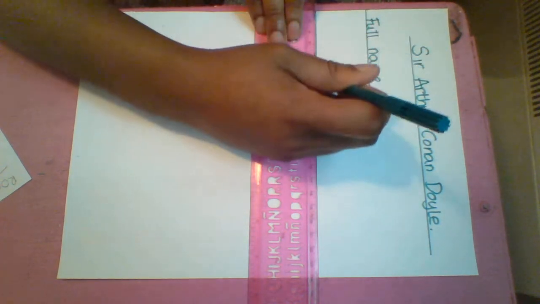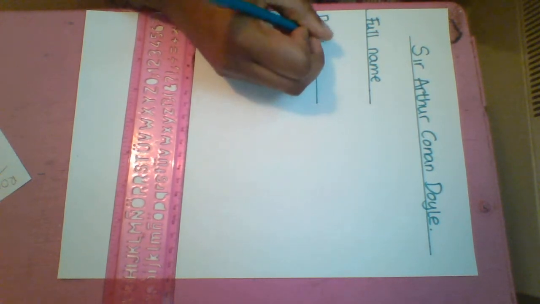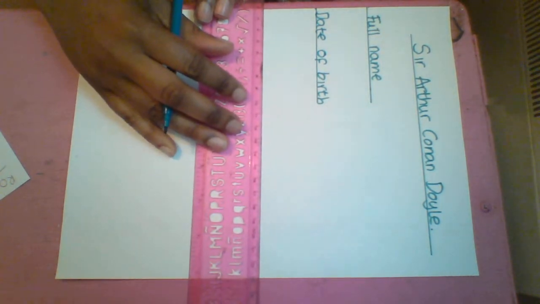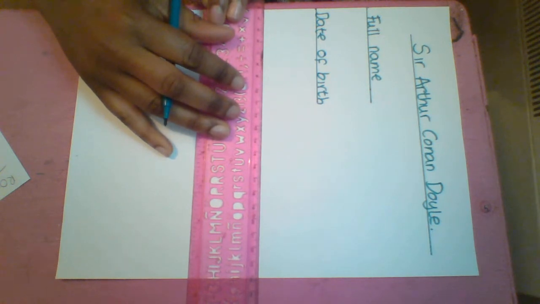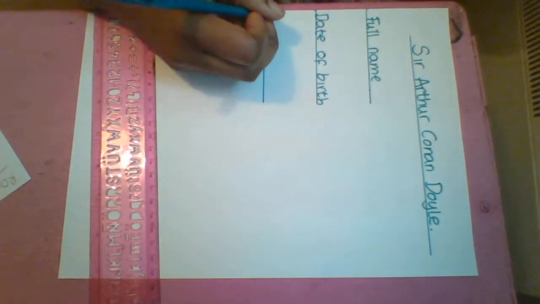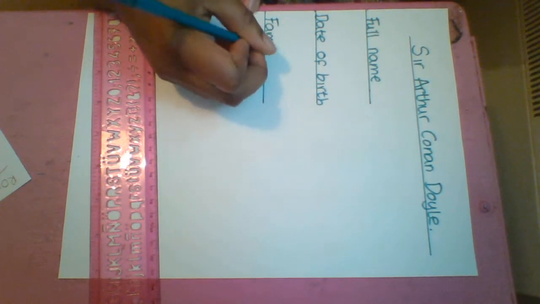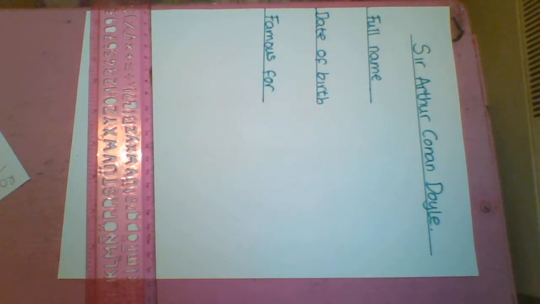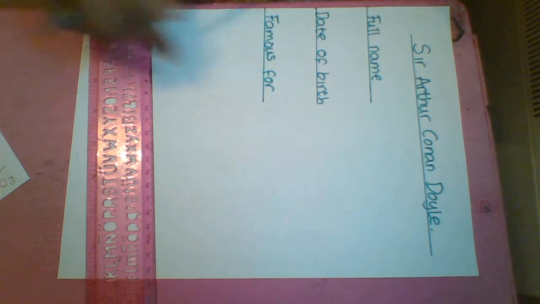And then we'll draw another line for another subheading, which is going to be his date of birth. Okay, so when was he born? You can write that underneath there. And in this bit, you can write what he was famous for. So why is Sir Arthur Conan Doyle a famous or a significant person? You can write that under here.